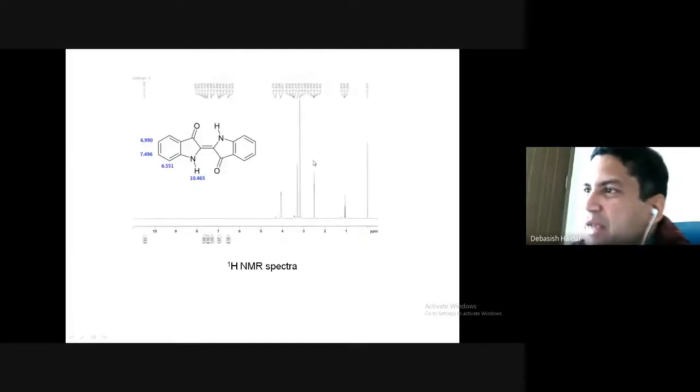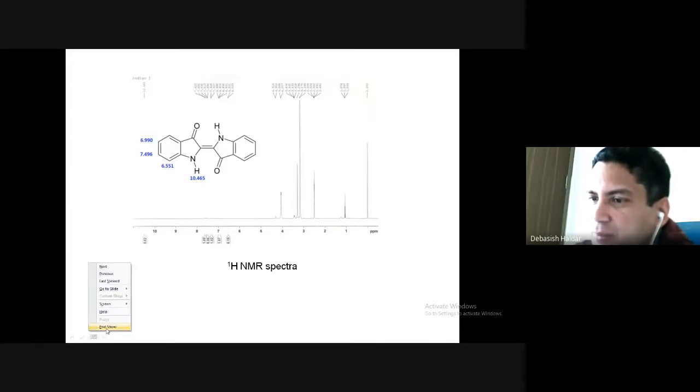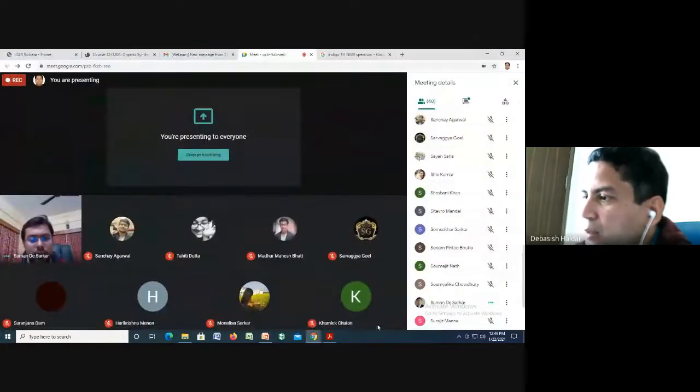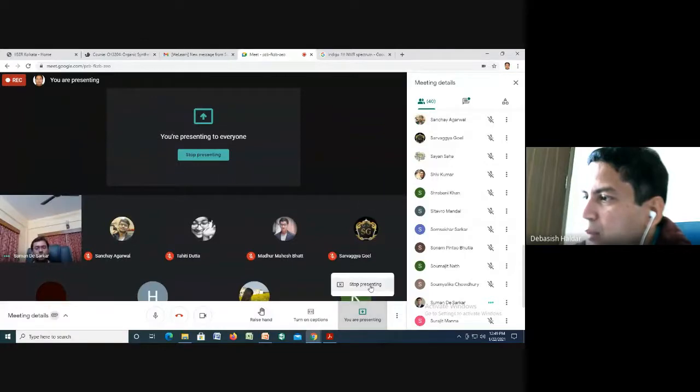And so this is the NMR. You can write the analysis of the spectra, or where the protons appear. And yes, that's it. So any question? Any doubt, guys?